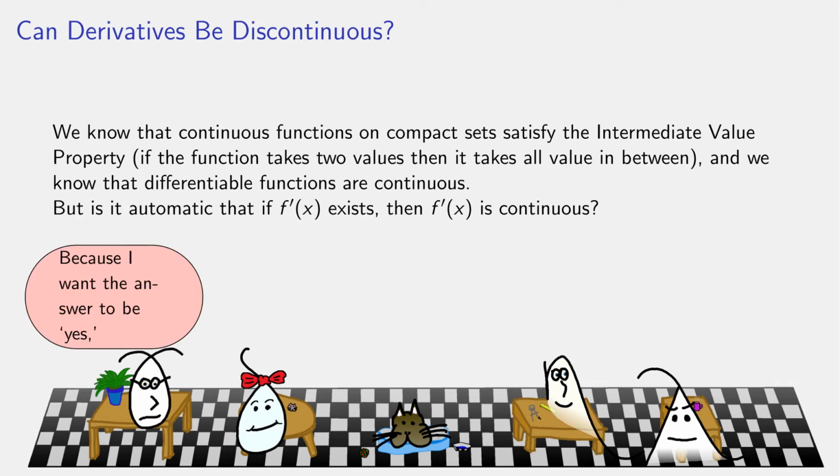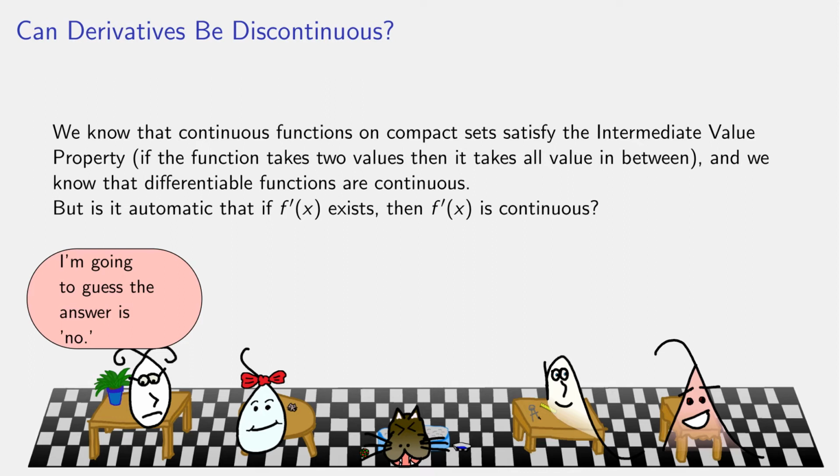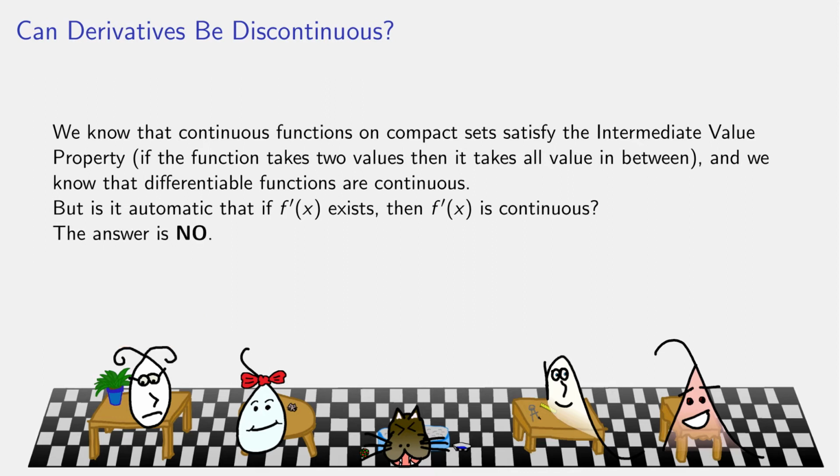So we kind of want derivatives to be as nice as the functions that generate them. I mean, if the function has a derivative, then the function is continuous. Does its derivative have to also be continuous? We want the answer to be yes, because that would be so nice. But indeed, it's totally possible for a function to have a derivative, but that derivative is not continuous.